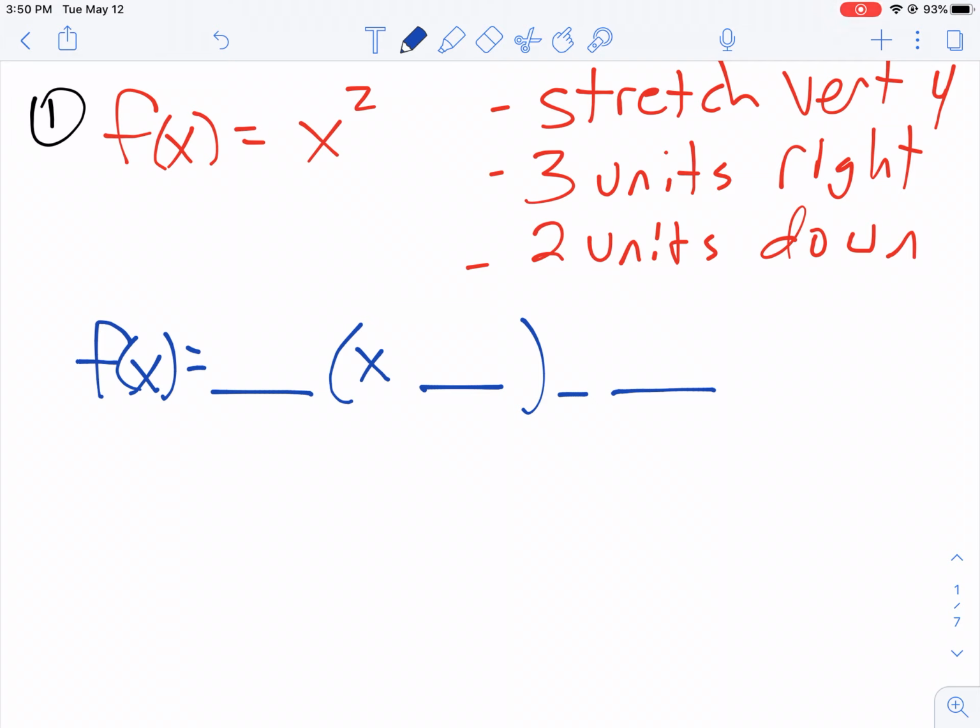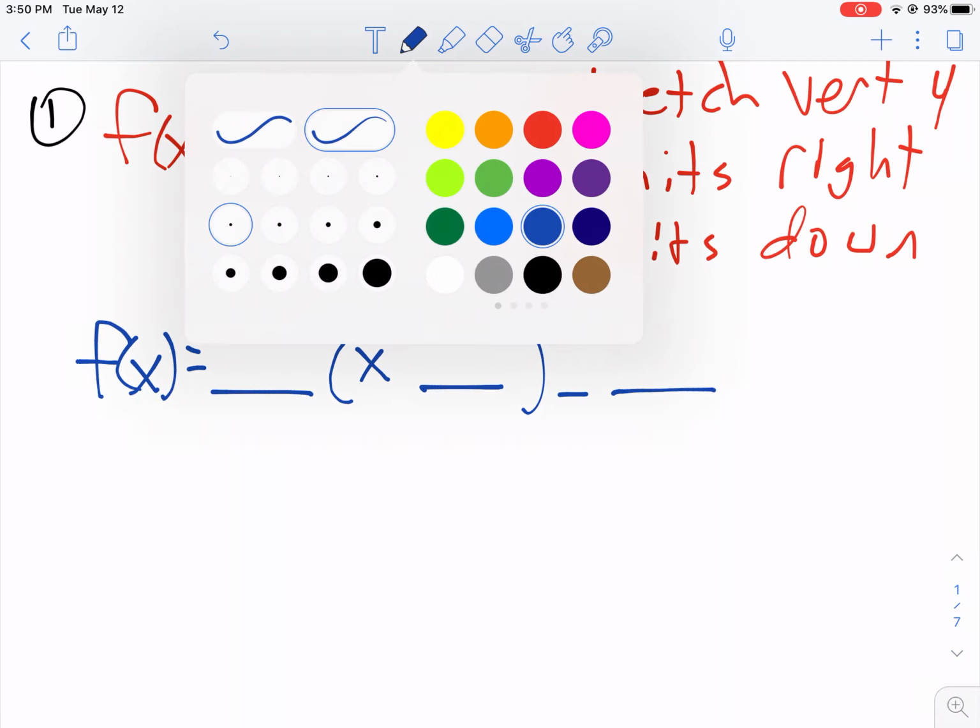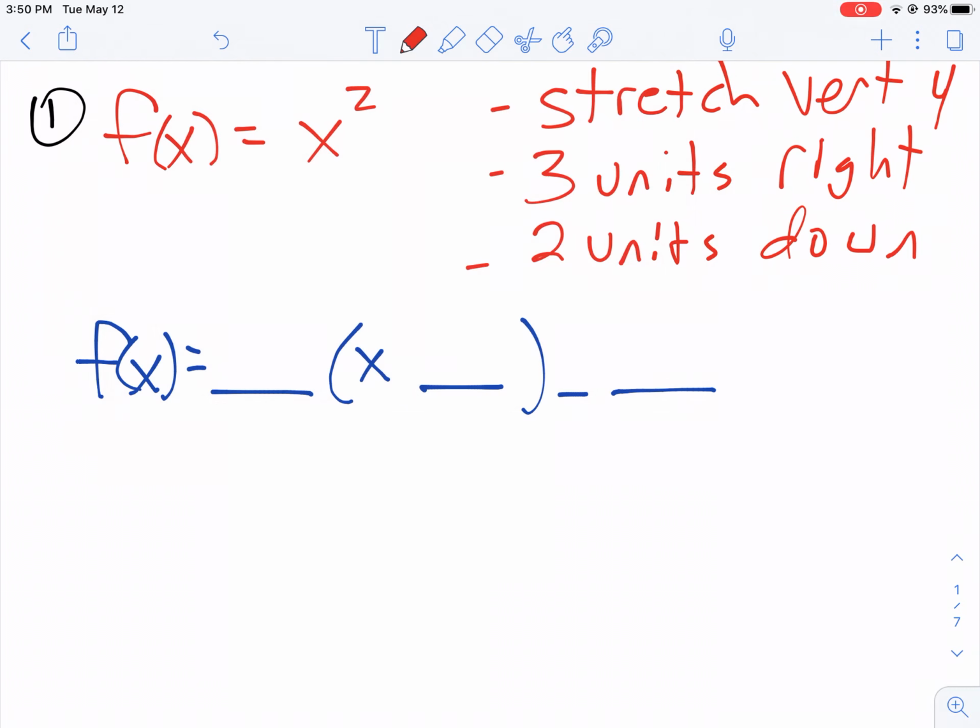So the first one says you have f of x equals x squared. Now we have to stretch it vertically by 4 units. We have to move it 3 units to the right and 2 units down. So what we're going to do is stretching it vertically. That's where we're going to put our 4 there. So that's going to make it a little more narrow.